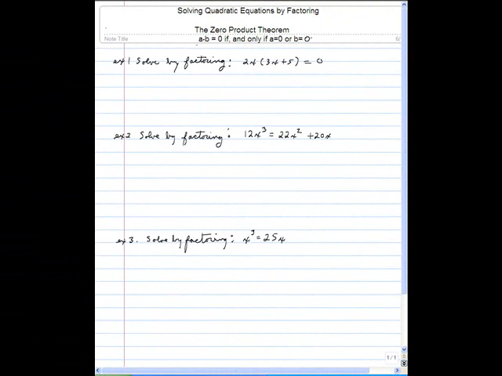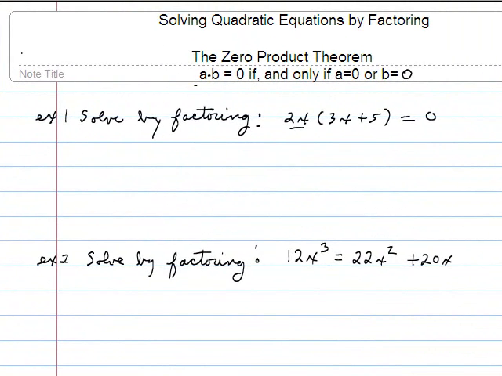Okay, let's take a look at our first problem. Here we have the product of two numbers. 2x is multiplied by 3x plus 5. So that's the product of two numbers is 0. Therefore, by the zero product theorem, either the first of the two numbers, 2x, is 0, or the second of the two numbers, 3x plus 5, is 0. Now, if 2x is 0 and you divide both sides by 2, this leads you to your first solution to the problem, x equals 0.